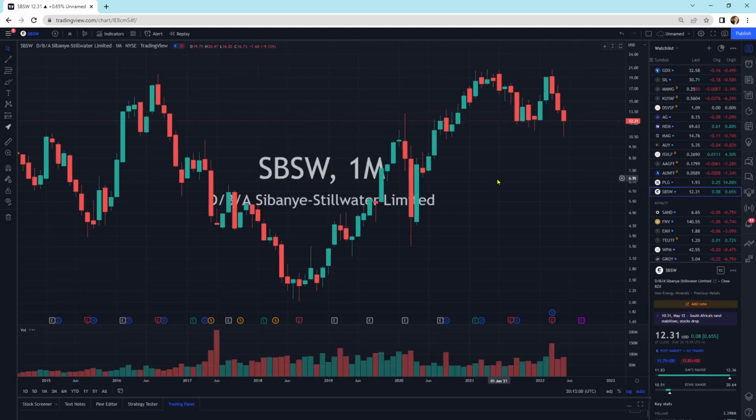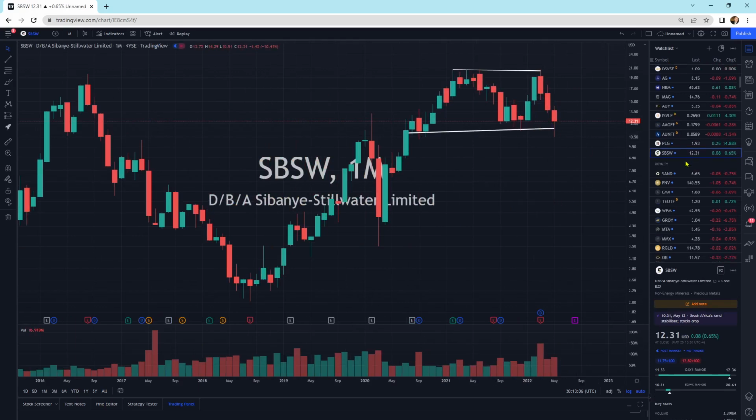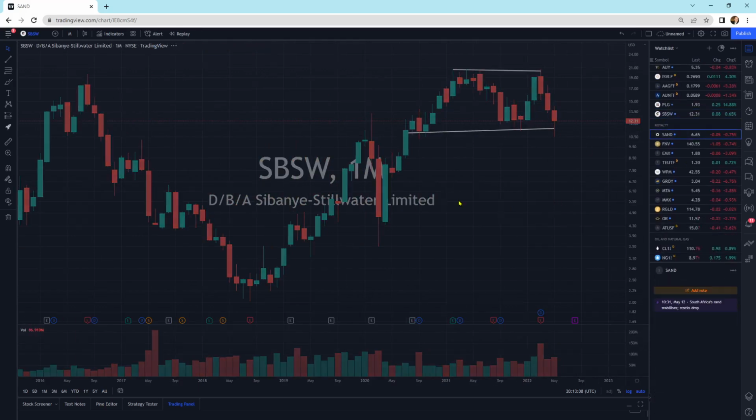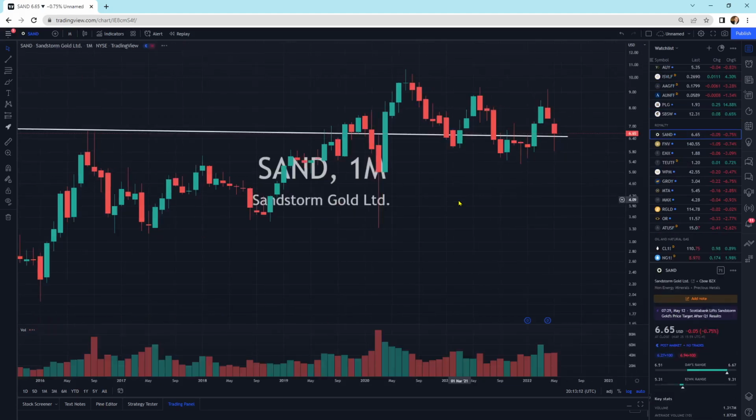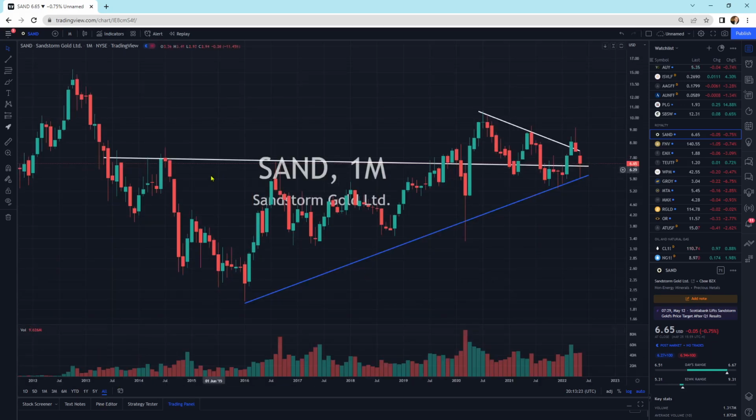Siboney Stillwater, nice little hammer pattern there on the big picture view. This little support line is holding, so it looks good. The royalty companies, Sandstorm Gold, and again, we're going to stay out there, big picture view. And some of these trend lines were drawn in non-logarithmic fashion. But there we are. We're trying to break. We're consolidating sideways. We're going to try to break out of here soon.